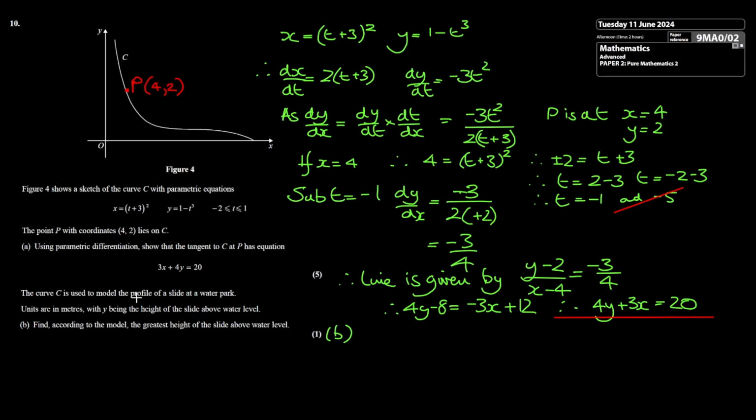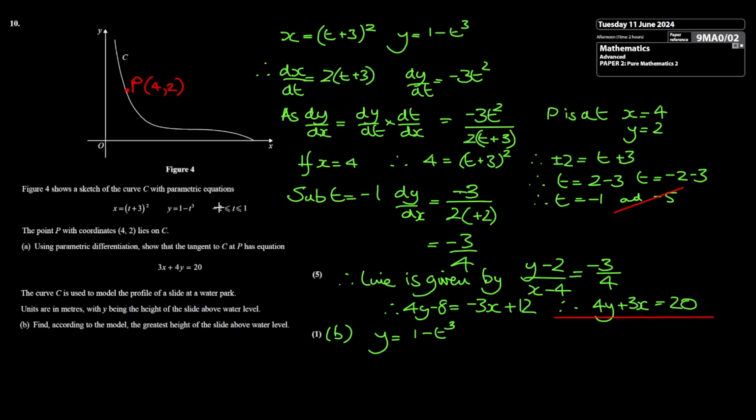Now curve C is used to model the profile of a slide at a water park. Okay, yeah, looks a reasonable slide. The units are in meters, y being the height of the slide above the water level. Find, according to the model, the greatest height of the slide above the water level. Well, the model does include the limitations of t, and the height is given by this parametric equation. So I've got that y is equal to 1 minus t cubed.